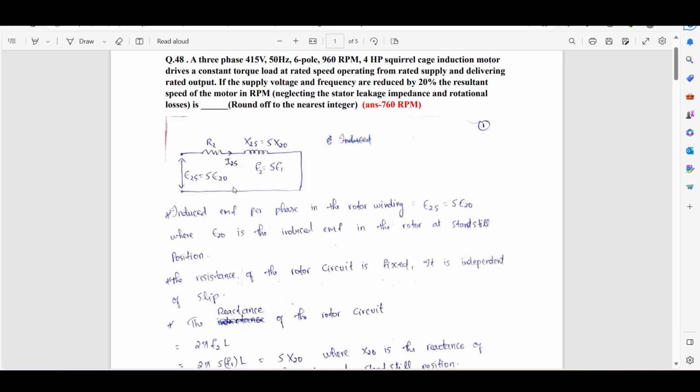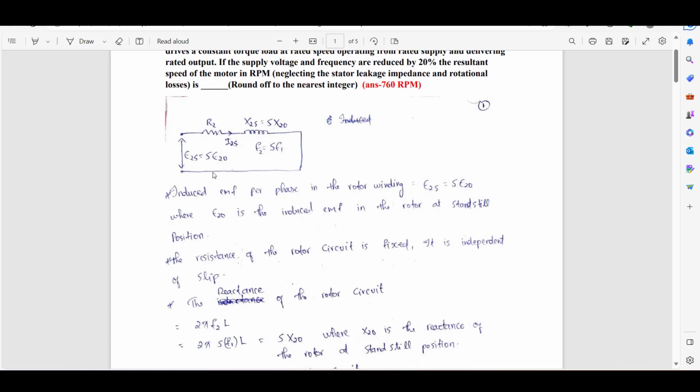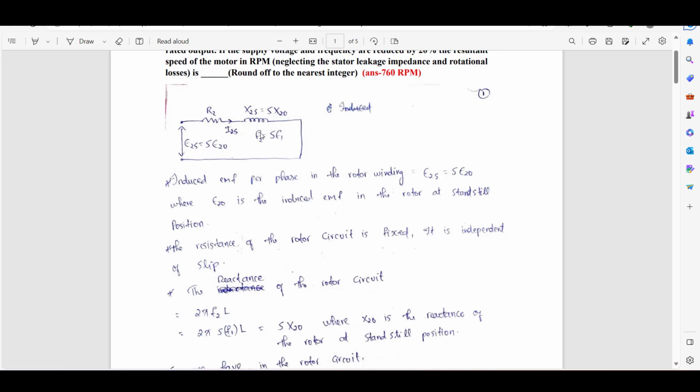Before directly going to the answer, we will discuss how the torque equation of a three-phase induction motor can be derived. Consider this circuit, which represents the rotor circuit of the induction motor. We have the EMF induced in the rotor, the resistance of the rotor, the reactance of the rotor, and the frequency of the rotor.